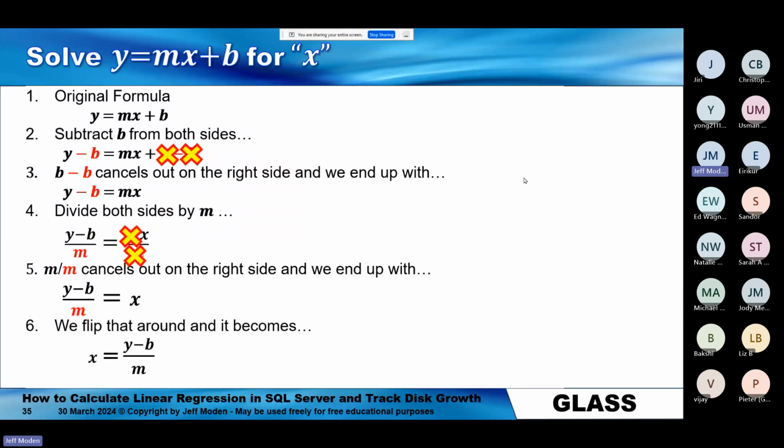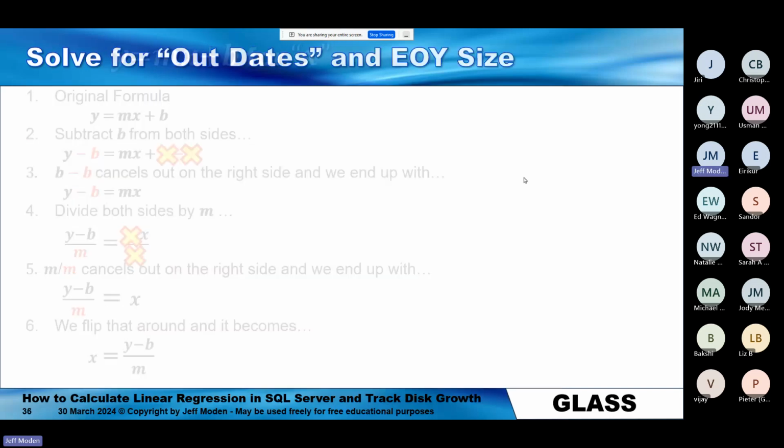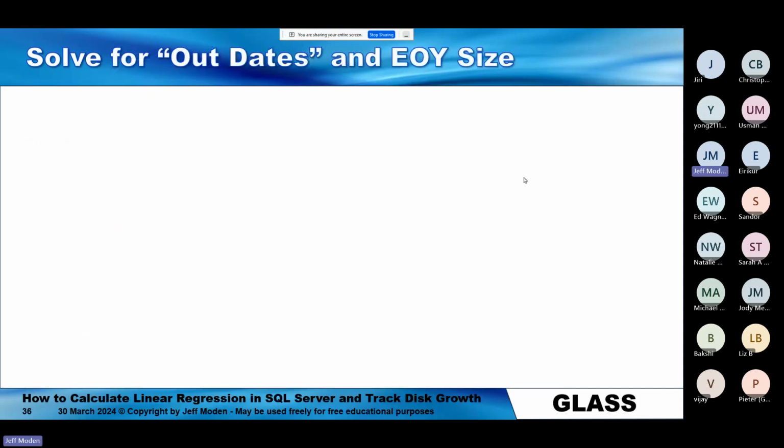And we can flip that around just to make it look more like what we're looking for. What we're solving for is x. It's on the left-hand side, and that will be equal to the value of y minus b divided by m. Okay, this is all high school math. Everybody makes a big deal out of linear regression. It's no big deal. All right, so we want to solve for the outage dates that we were seeing before.